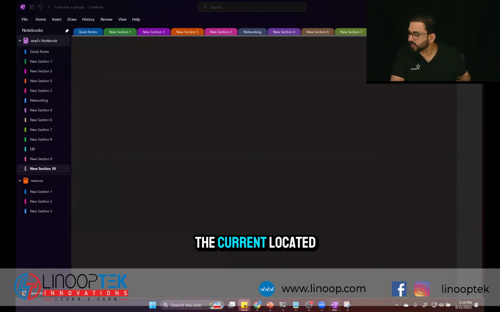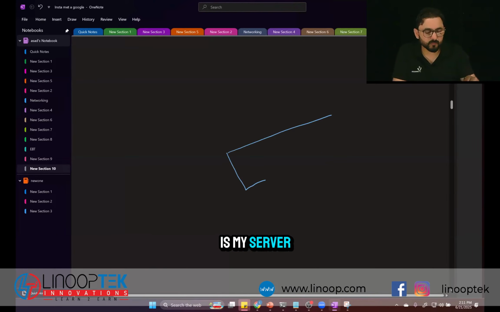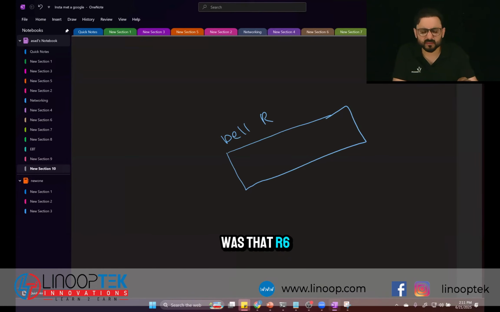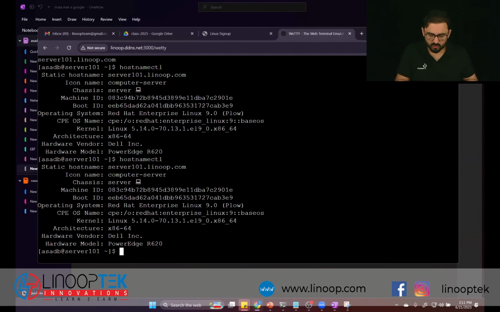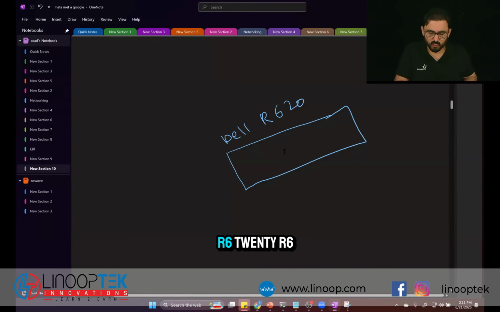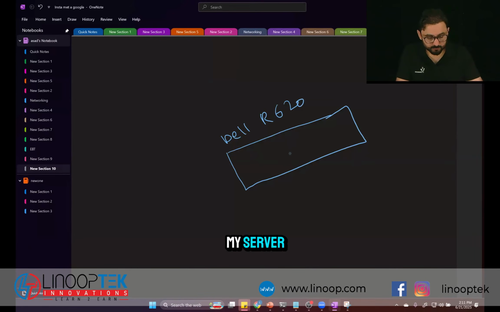All right, so where is the kernel located? By the way, good question, man. I like you. So here, this is my server, the bare metal. Remember, this is Dell, was that R650 or R620? Let me check that once again. What's the command for that? Oh, right here, hostnamectl. PowerEdge R620, ladies and gentlemen. Okay, this is my server.